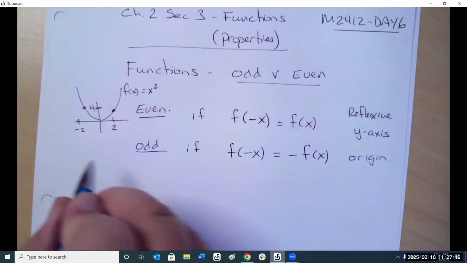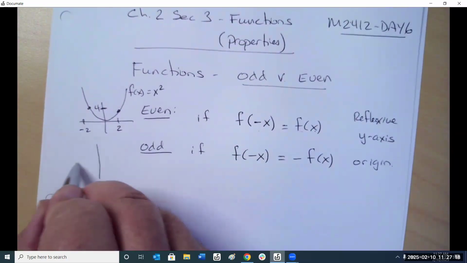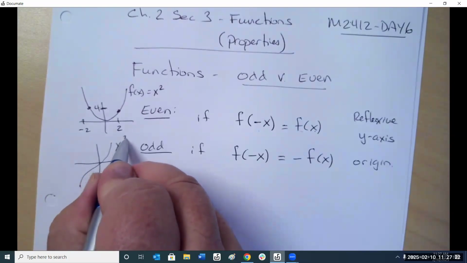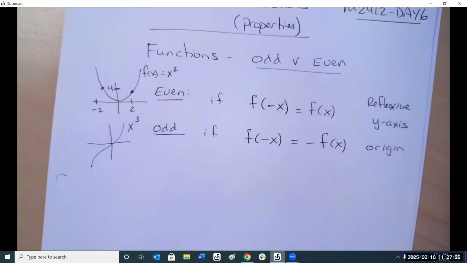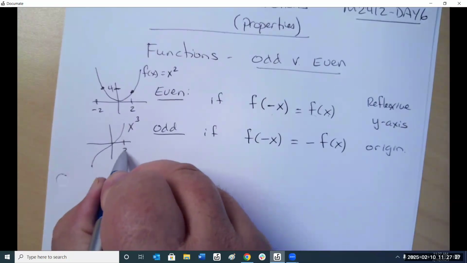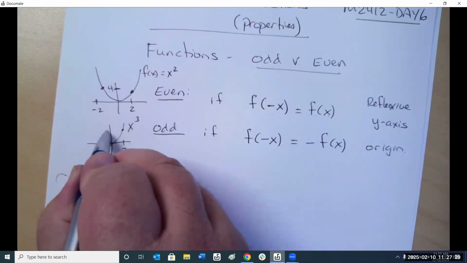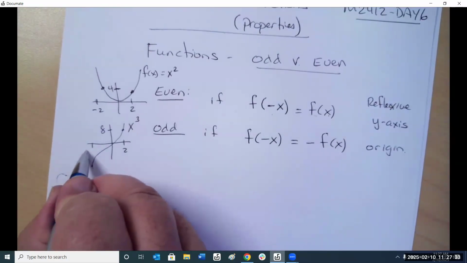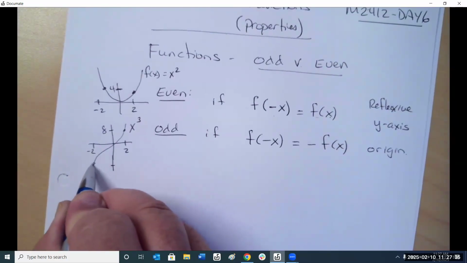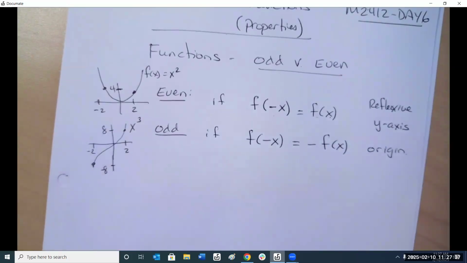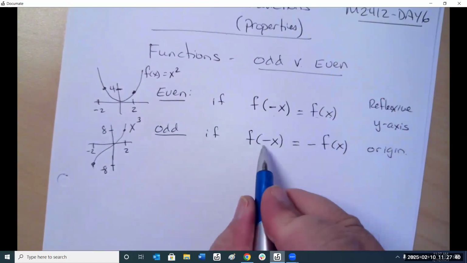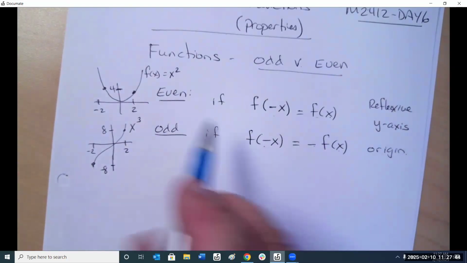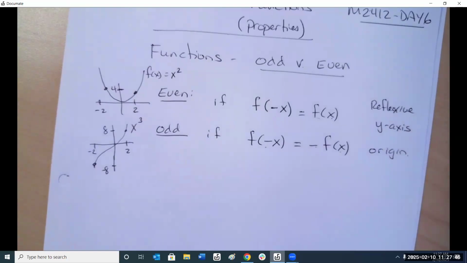An odd function, like a cubic function. If I put positive 2 in there and I cube it, I get 8. If I put negative 2 in there, I get negative 8. So if I put the negative in there, I get the negative answer. If I put the positive in there, I get the positive answer. So that's what it's really telling us.